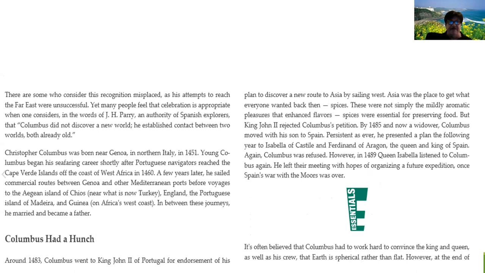Okay, there are some who consider this recognition misplaced, as his attempts to reach the Far East were unsuccessful. What they mean by that is, and you'll see as we read the material, his original attempt was to find India, right? He was looking to go to India and possibly China, but he got lost. He did not make it around the Horn of Africa. Instead, he sailed the complete Atlantic Ocean up until our continent over here. So that's why people say, well, he didn't really go where he was supposed to go. But that's one group of people's argument.